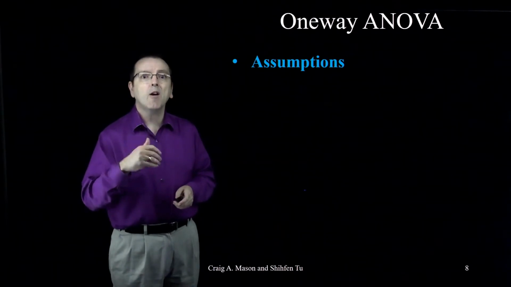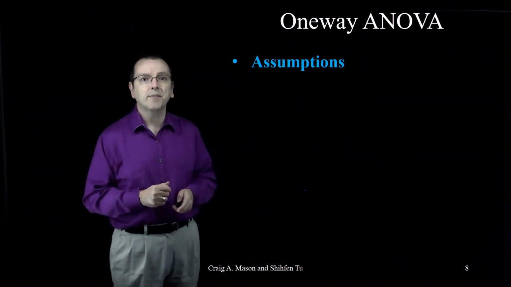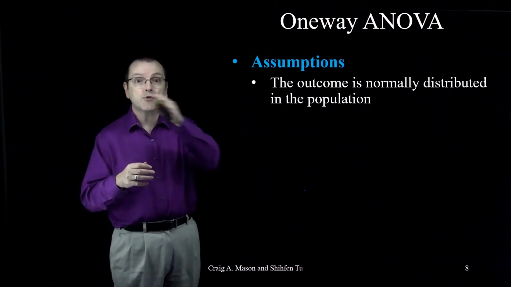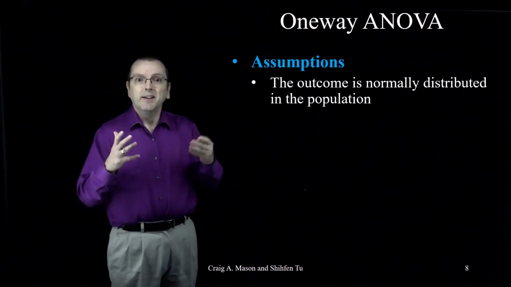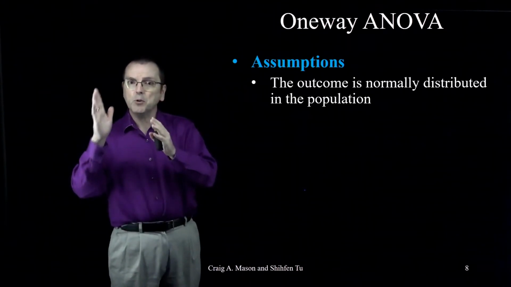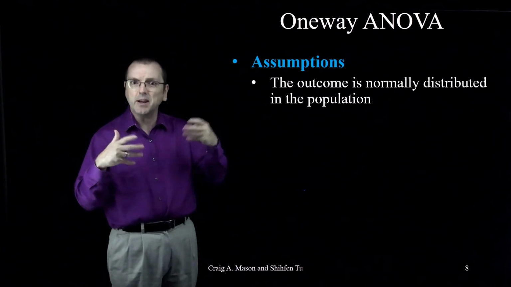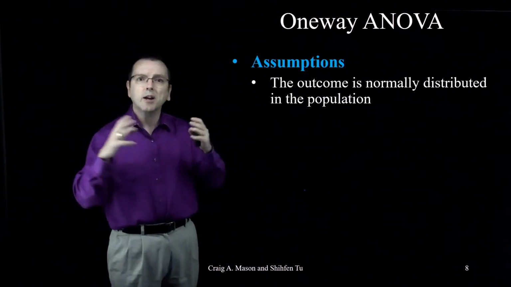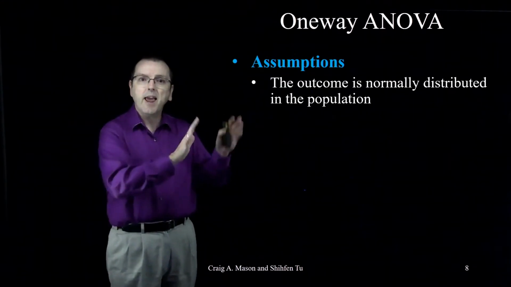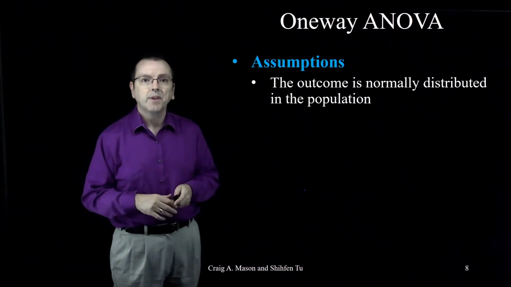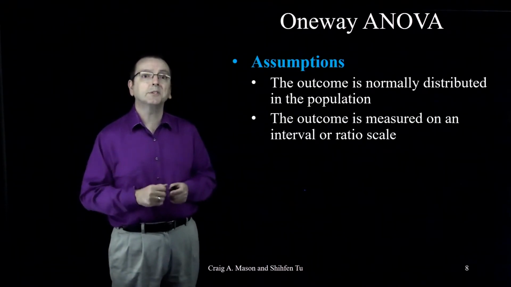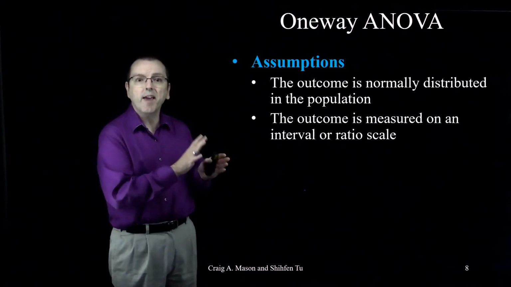Now, as always, there are a number of assumptions that need to be satisfied. First, the outcome variable needs to be normally distributed in the population. Again, if the sample size is large, this becomes less of an issue. And also for ANOVA, if the groups are all the same size, this becomes less of an issue. ANOVA is more robust when all of the groups are the same size. They don't have to be, but it's handy with ANOVA if they are. The outcome variable also has to be on an interval or ratio scale. There are other tests available if it's not.